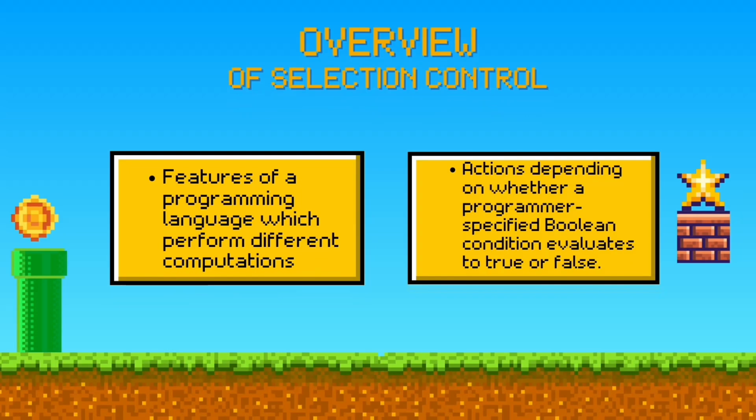All right, so the first thing that we need to know is the overview of selection control. In selection control structures, conditional statements are features of a programming language which perform different computations or actions depending on whether a programmer's specified Boolean condition evaluates to true or false.